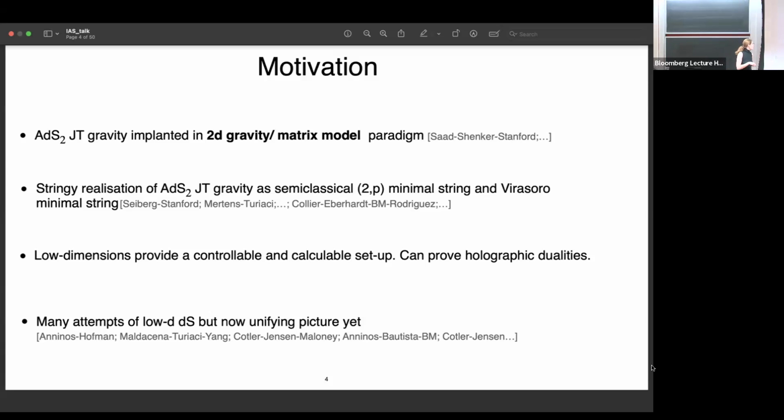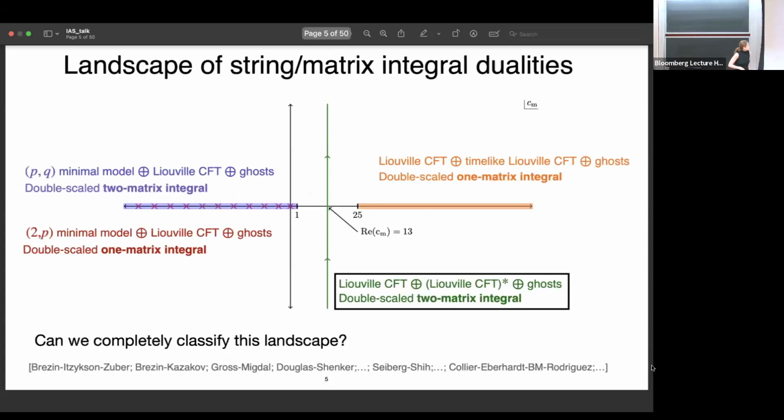Another question that's been of interest here is whether we can also say something about de Sitter. I think it's okay to say that de Sitter in low dimensions has been studied, but a unifying, commonly accepted theory of de Sitter quantum gravity is still out of the picture. But going back to this drawing that I had before, and maybe I should have stressed, what I plotted here is the matter central charge. So this is the complex plane labeled by the matter central charge. I discussed these two setups before, these two minimal string theories here.